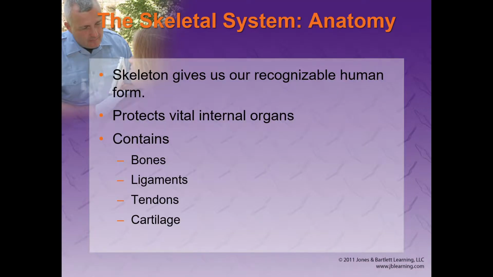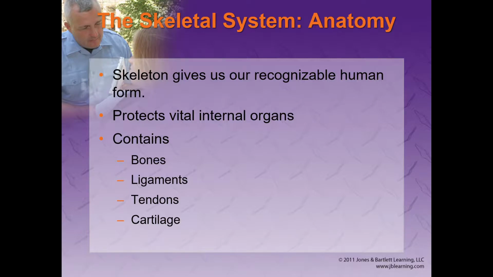The first system we'll go to is the skeletal system. This is what gives us our structure, what makes us be able to stand upright like human beings are supposed to. It also protects all of your vital organs to some degree.